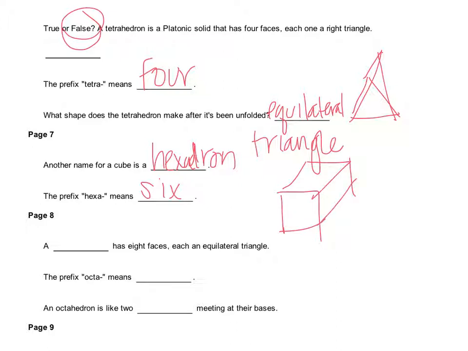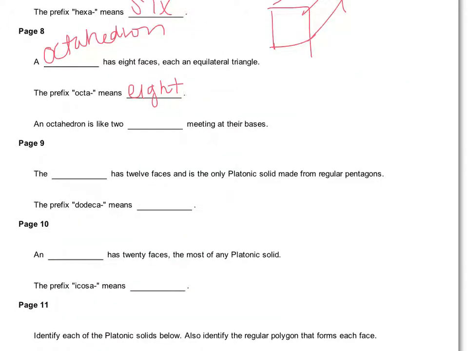So our next shape is an octahedron. An octahedron has 8 faces. Each is an equilateral triangle. And we're going to look at pictures in just a second. And the prefix octa means 8. And basically an octahedron is like 2 square pyramids that are meeting at their bases.